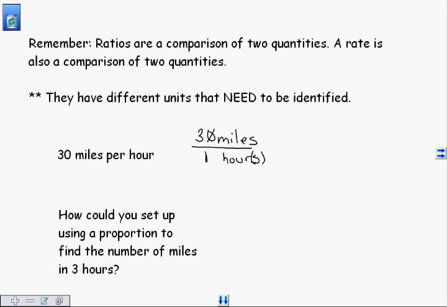How could you set up a proportion to find the number of miles in 3 hours? So our original is 30 miles in 1 hour. Remember, proportional ratios means equivalent ratios. If miles is on top, miles stays on top. If hours is on bottom, hours stays on bottom. What information are we given in this question? 3 hours. Well, if we know our hours, we can go ahead and put that down. So now we have set up a proportion to find out the number of miles in 3 hours.